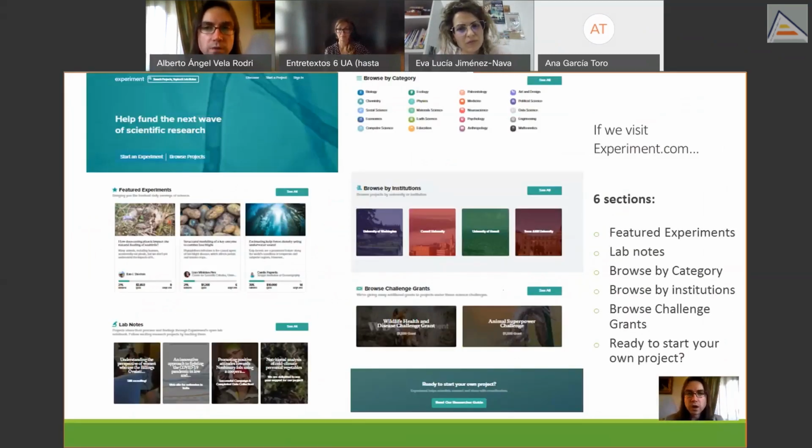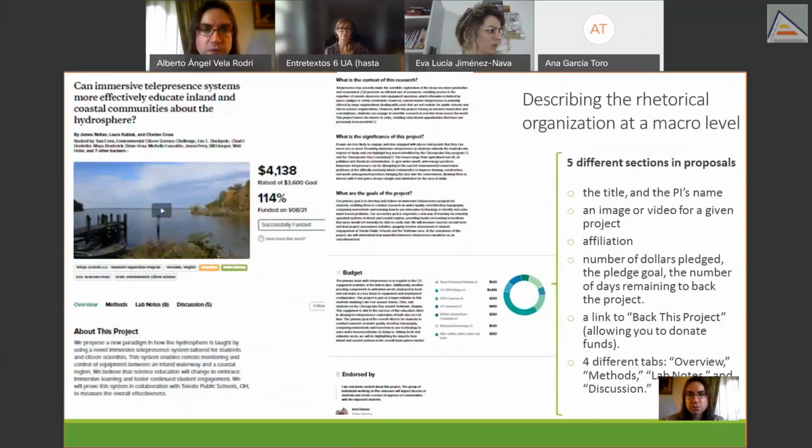If you open the website of experiment.com, you are going to find 6 sections. They're always the same. You've got the featured experiments, lab notes also, but you can browse the project you're interested in by category, for example, Science, which is the one we have chosen. You can browse it by institution, you can browse it by challenge grant. You can even upload your own project and ask for funding in the ready to start your own project tab. But this general structure is not so important for us, but the one you can find within each project.